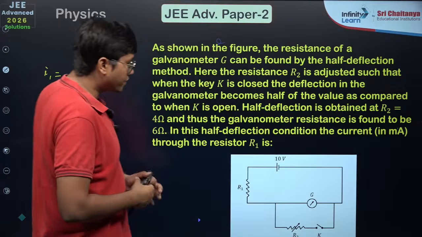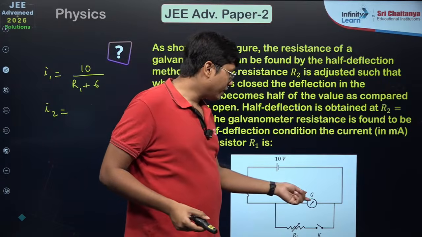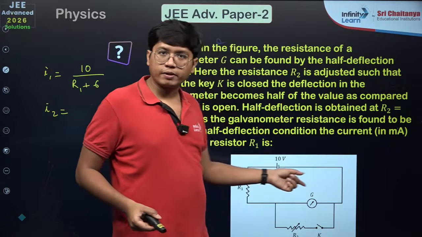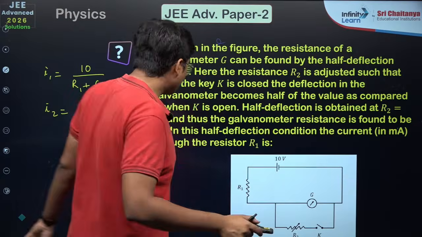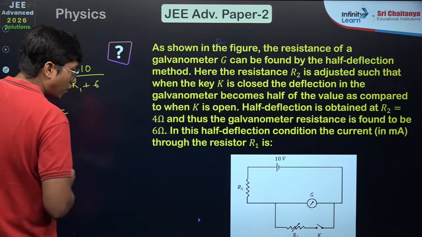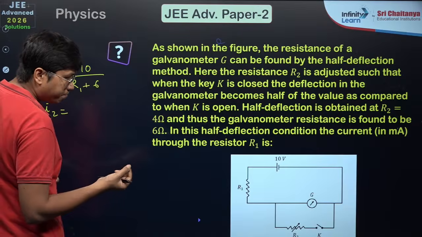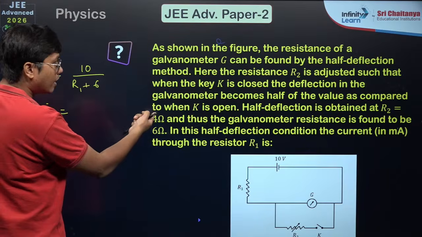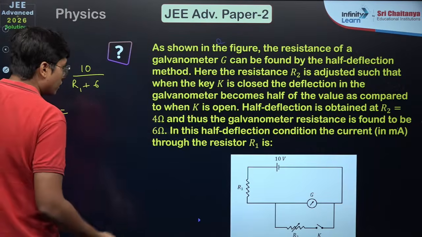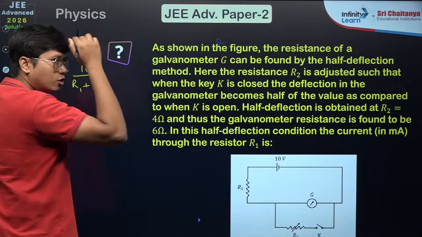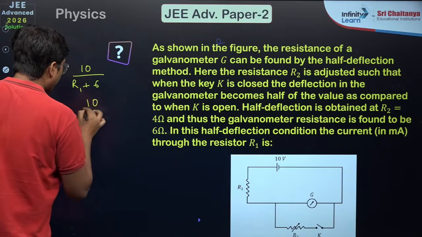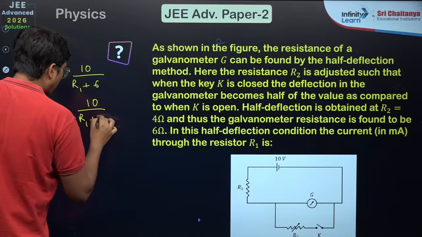In the second case, the net equivalent of this setup is how much? That is 6 and that one is 4, right? R2 is 4, yeah. So 6 into 4 by 6 plus 4, that's 2.4. So it is 10 divided by R1 plus 2.4.